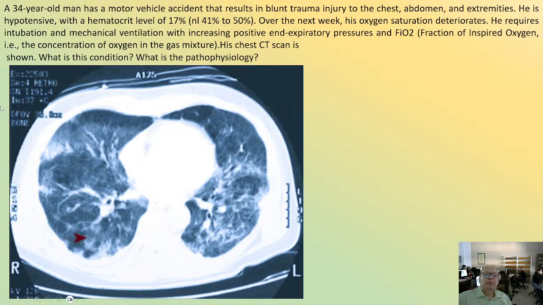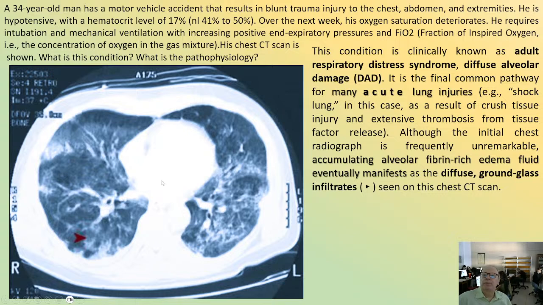So, and this is the chest scan. What do you see here? Throughout, I'd say throughout the lung. Look at all these lines here. What can this be? This is diffuse alveolar damage.